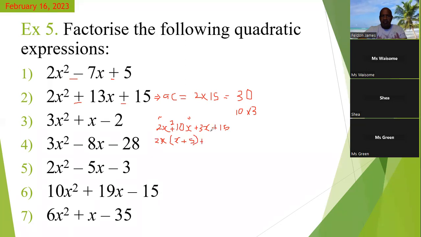3x plus 15. The HCF would be positive 3. 3 into 3x goes x, and 3 into 15 goes positive 5.